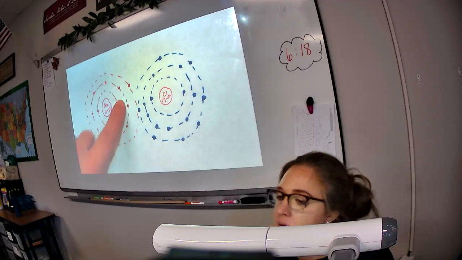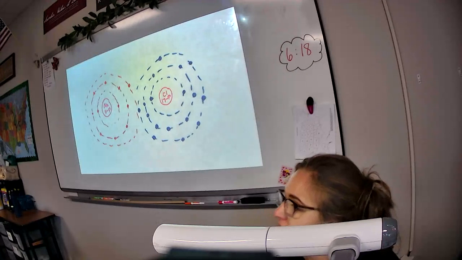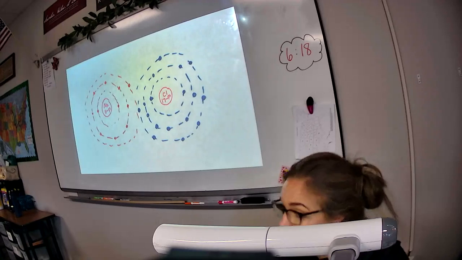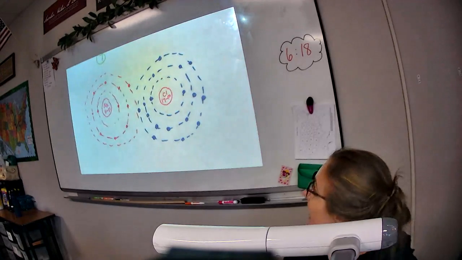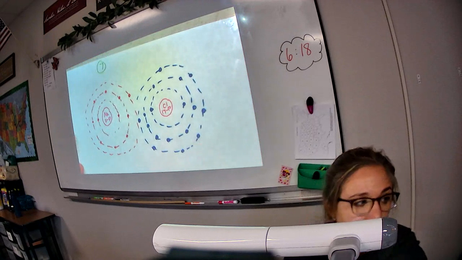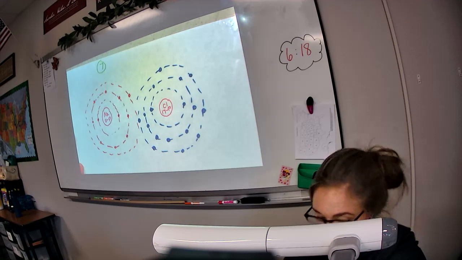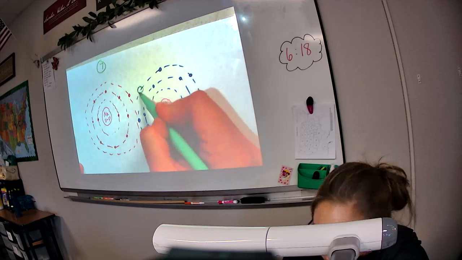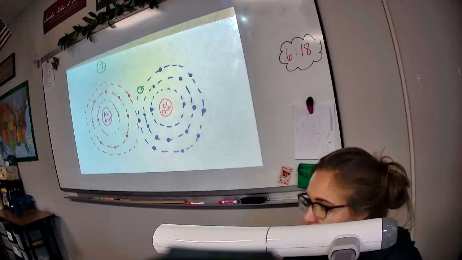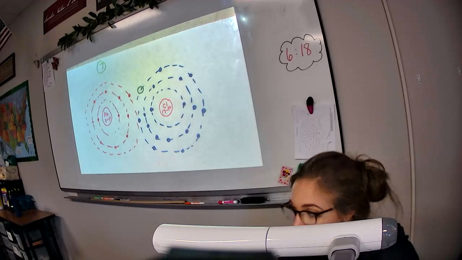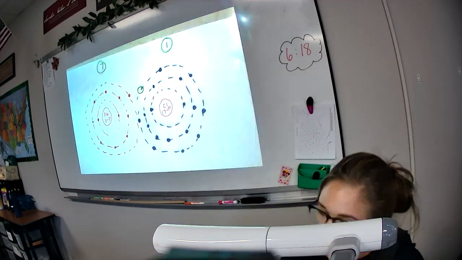How many more does sodium need to have a full outer shell? 7. Very good. It's got 1, so it needs 7 more. How many more does chlorine need to have a full outer shell? 1. It only needs 1 more. It's got 7 in the third shell. The third shell needs to have 8 to be full, so it needs 1 more.